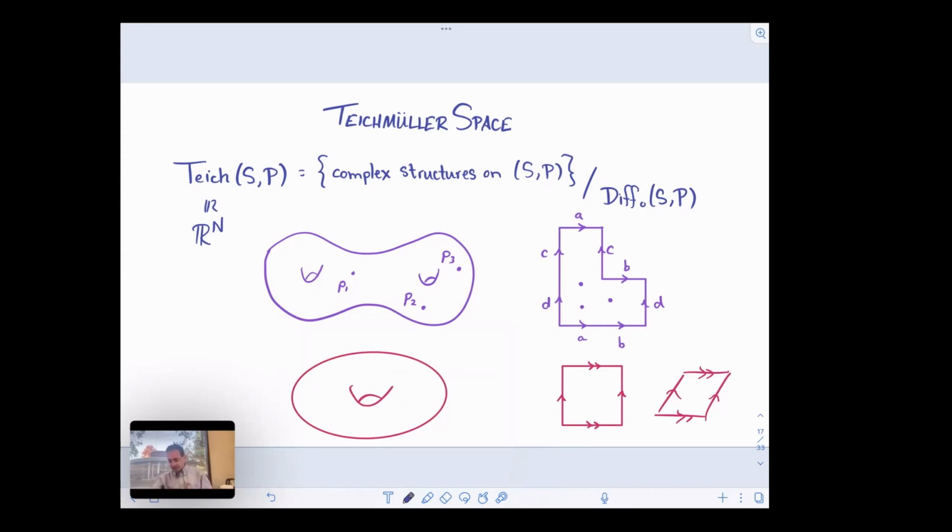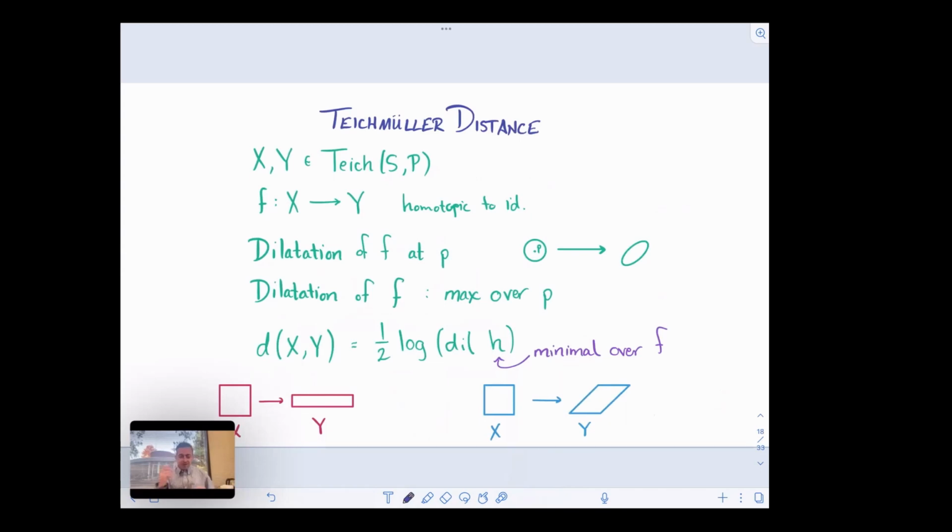Okay, so now there's a distance in Teichmüller space, meaning I can compare two complex structures and say how far apart they are. Here's the basic idea. I have two points in Teichmüller space. Those are two complex structures on the same surface. I look at a map that's homotopic to the identity.